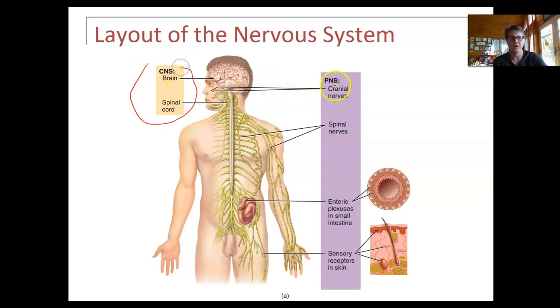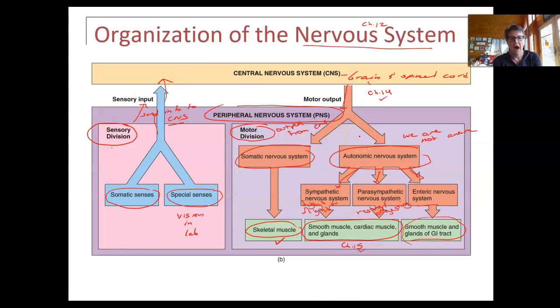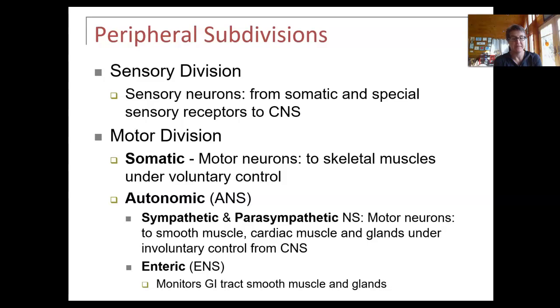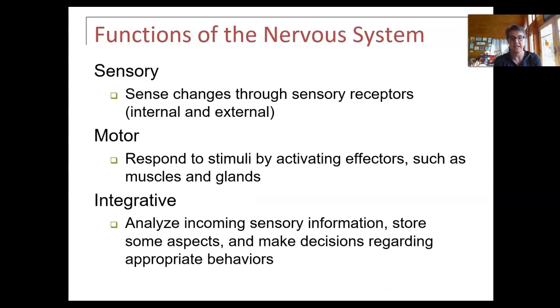So this is giving you a little bit of the layout of the central nervous system being the brain and spinal cord, and the peripheral nervous system is everything else of inputs and outputs. Okay, I'm sorry, guys. I think we've already talked about that.